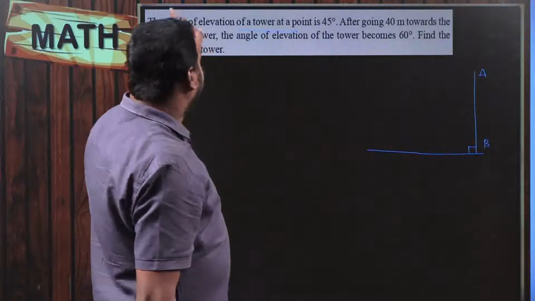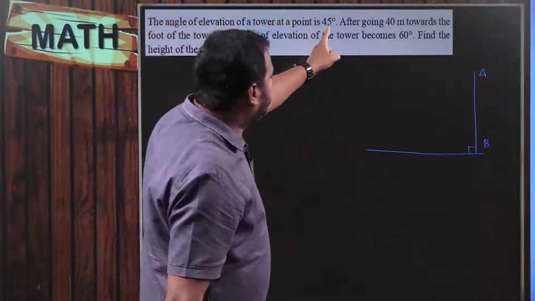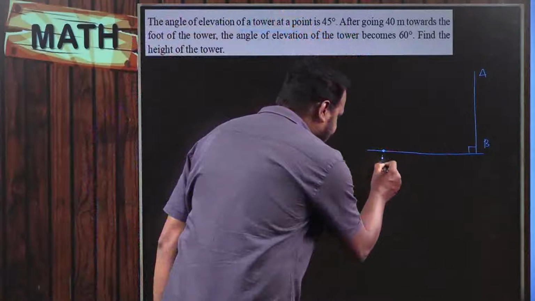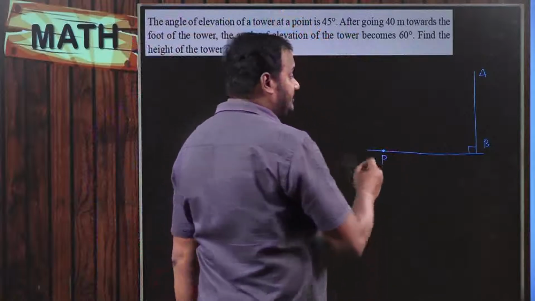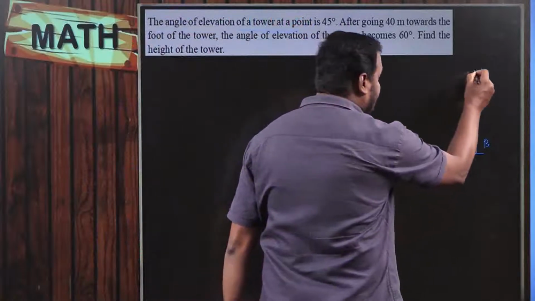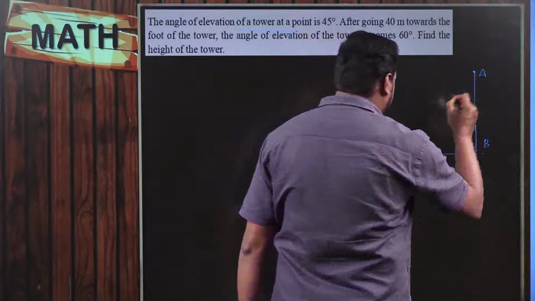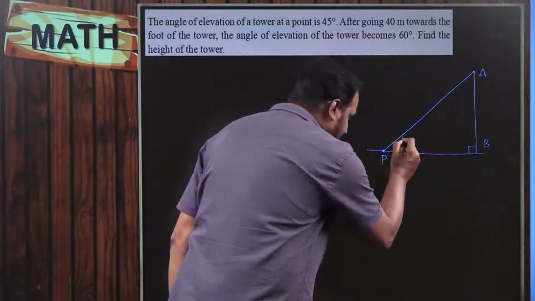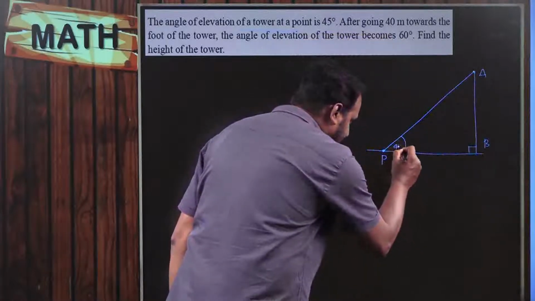The angle of elevation of the tower at a point is 45 degrees. So for example, this is one point. Let this point be P. The angle of elevation of the top of the tower at point P is 45 degrees. Means this is the angle of elevation, so this angle is going to be 45 degrees.